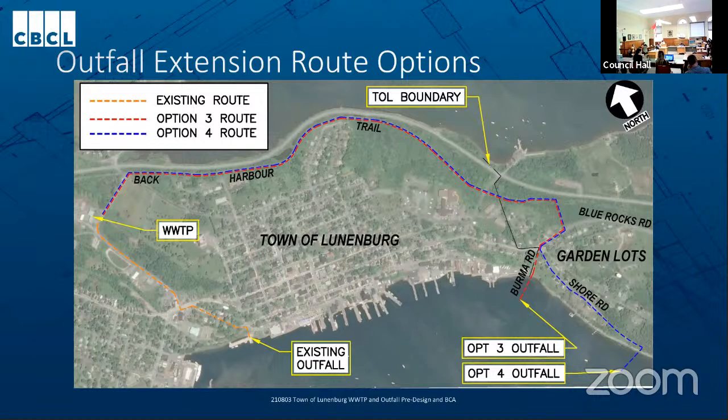However, at this location, it does have to come down quite a steep slope. So the construction of this option is more complicated and will require more stabilization following construction. It's also more complicated from a regulatory perspective because there are more stakeholders that would need to give permission for the construction of an outfall in option 4 location.